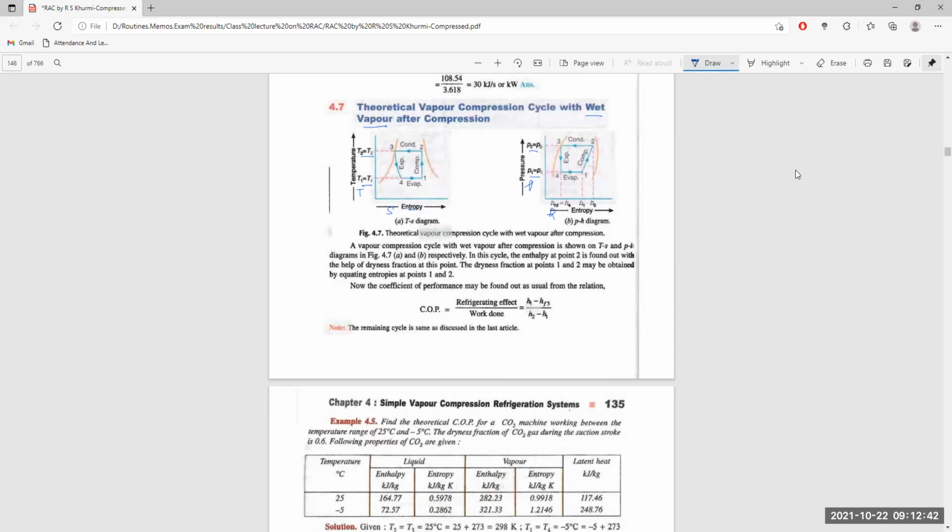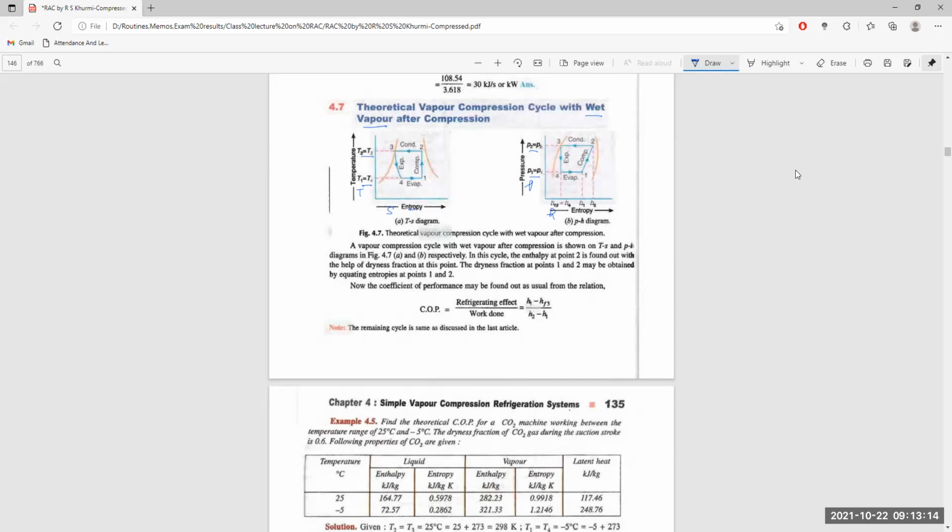And we see that it remains wet refrigerant even after the compression itself. So point 2 does not lie on the saturated vapor line, but remains in the wet vapor region. Wet vapor region means it is partly vaporized and partly in liquid form.